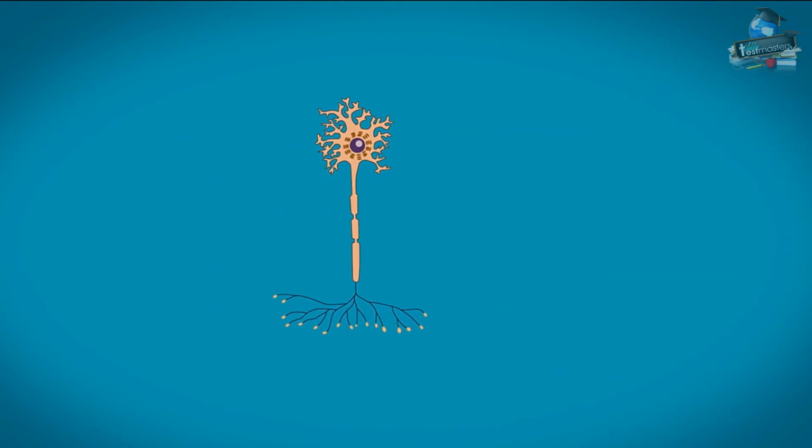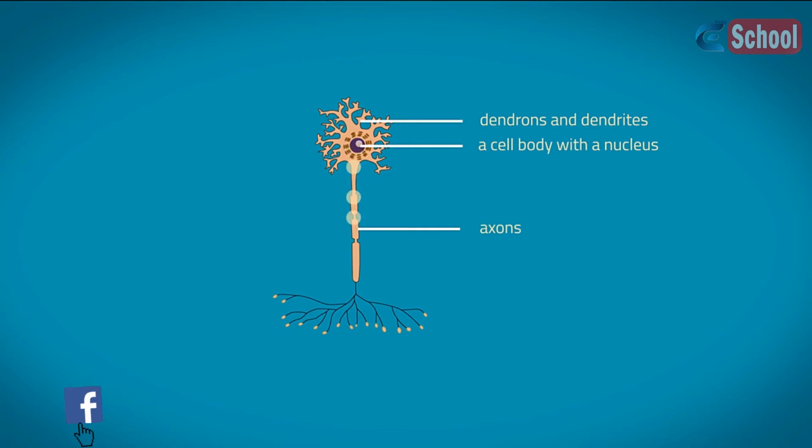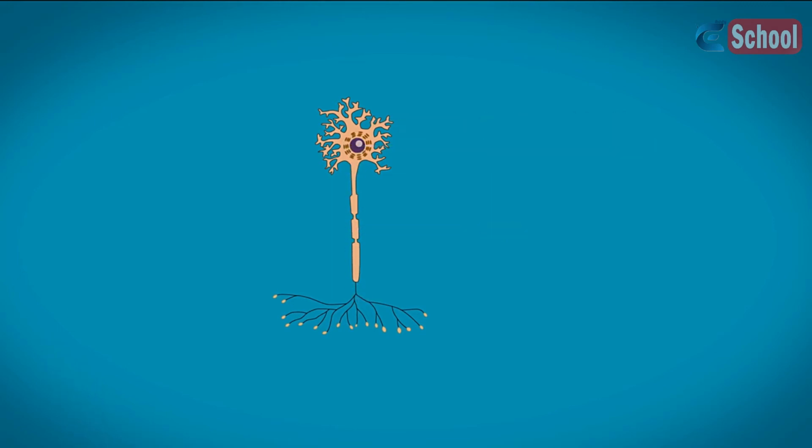They all have three main components: a cell body with a nucleus, dendrons and dendrites, which are the input of the neuron. They receive information from other neurons or the external environment and transfer this information to the cell body, and axons, which carry the signal away from the cell body. Axons are surrounded by an insulating sheath which speeds up the rate of conduction. It makes the nerve impulses travel faster.